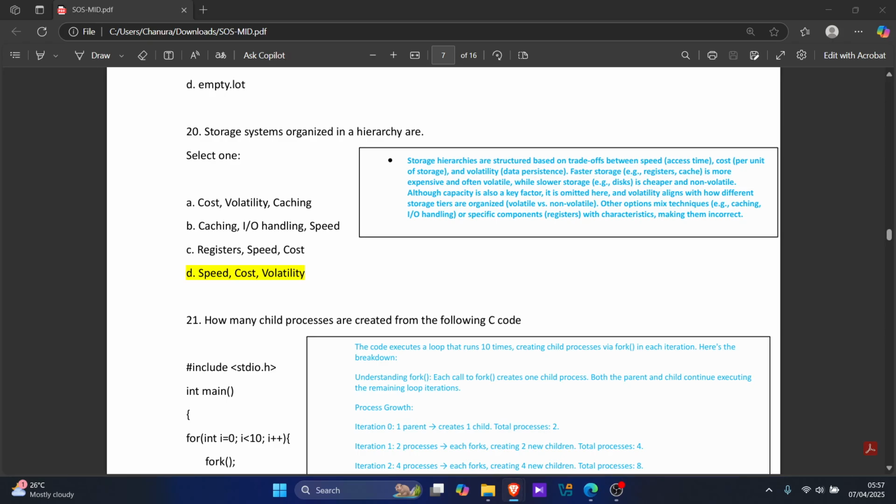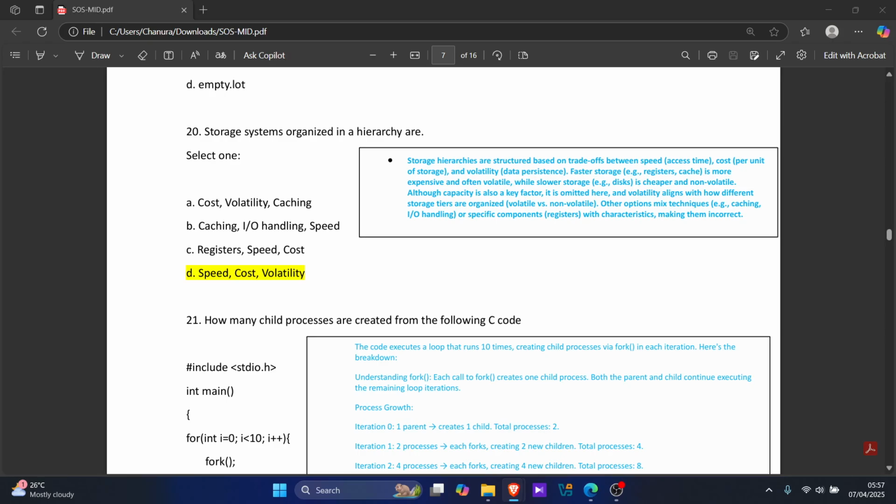The hierarchy usually starts from the fastest and most expensive storage at the top down to slower, cheaper storage at the bottom. Let me list out the common layers in the storage hierarchy. At the top, we have registers inside the CPU. Then cache memory, followed by main memory. After that, there's secondary storage like SSDs or HDDs, and finally tertiary storage such as optical discs or tapes. Each level is slower and cheaper than the one above it. Volatility also plays a role here. Registers, cache, and RAM are volatile, while secondary and tertiary storage are non-volatile.